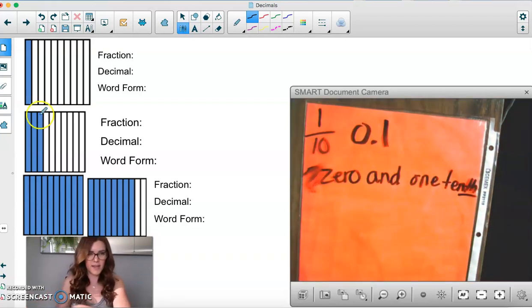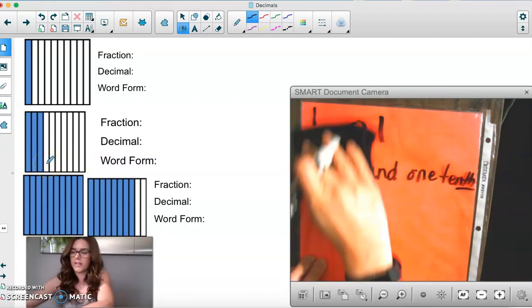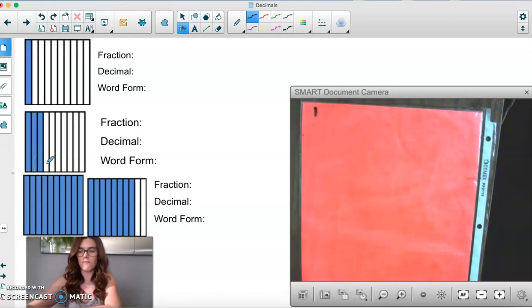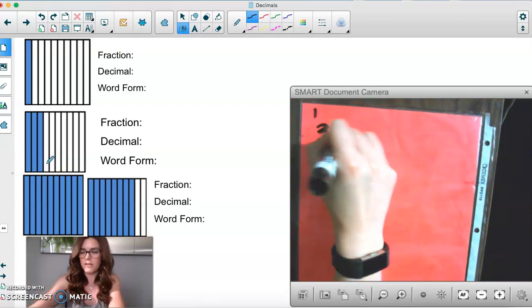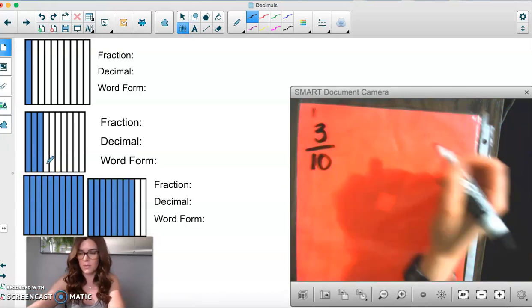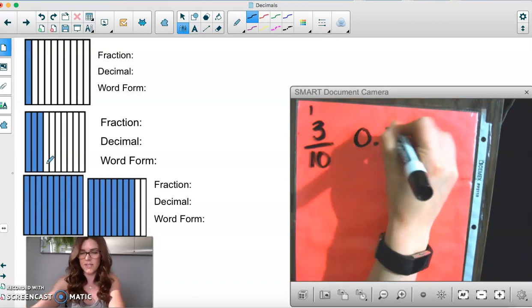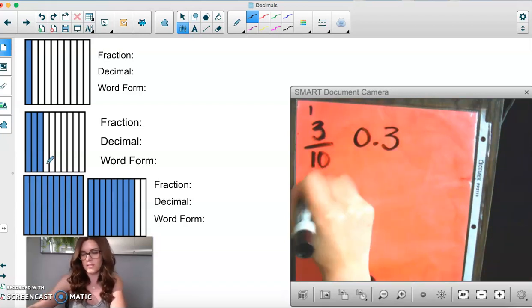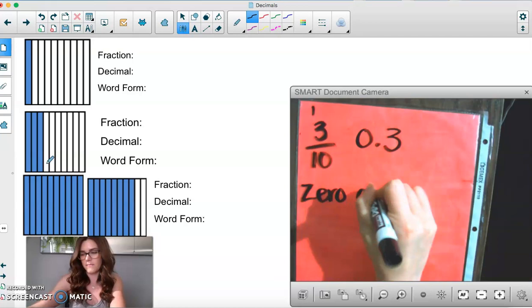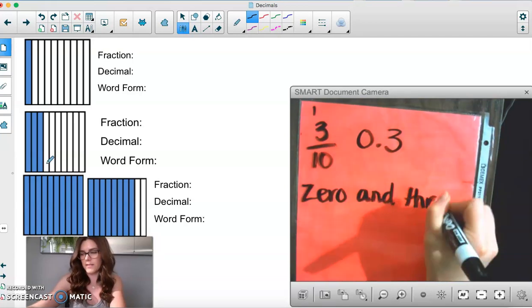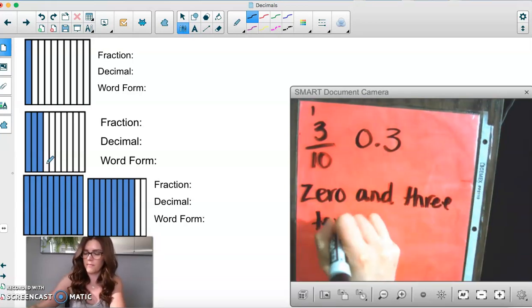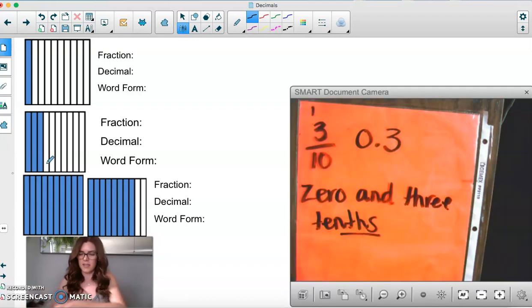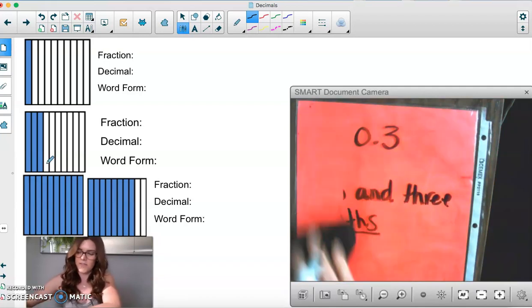Let's go ahead and look at our next one here. So we have 3 pieces colored in. So our fraction would be 3/10. Our decimal would be 0 and 3/10, and our word form would be 0 and 3/10. Again, make sure tenths has that TH at the end. And then let's look at the last one on this page.